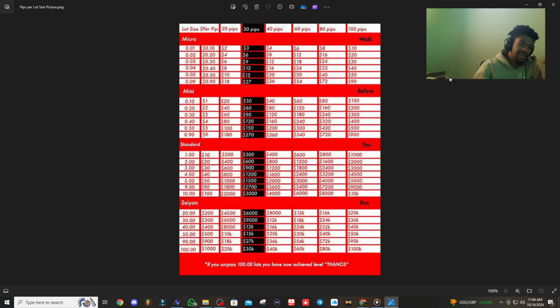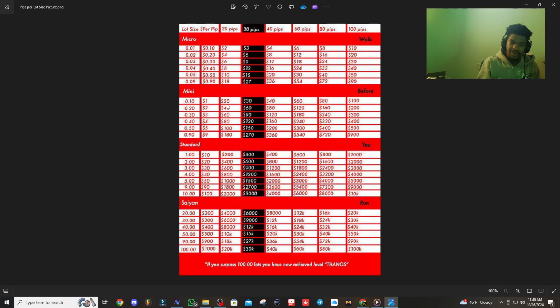My journey elevated after having this picture because, in other terms, the lot size right here is explained deeper when you have a certain amount of lot size. Every pip or every movement that you see on the charts, whatever lot size you have, that's how much money per pip. So if it's a 20 pip move with a certain lot size, you can see how much you're going to make in number amount. So this is just a really helpful guide and tool that I used over the time.